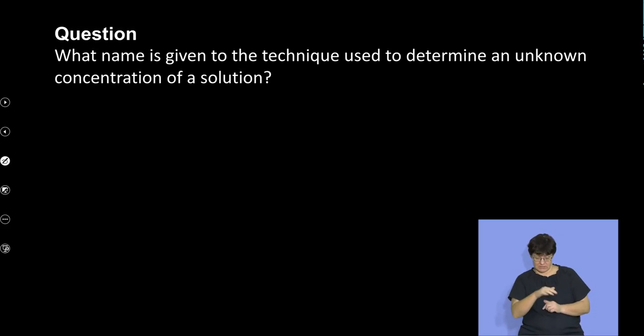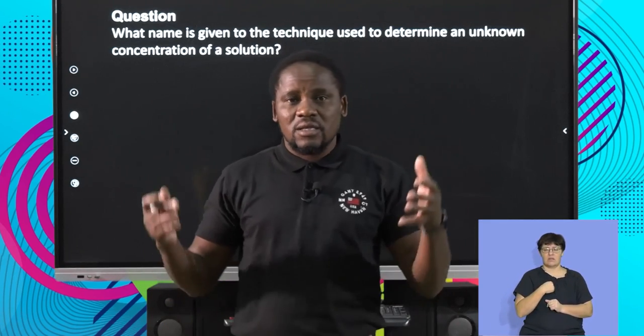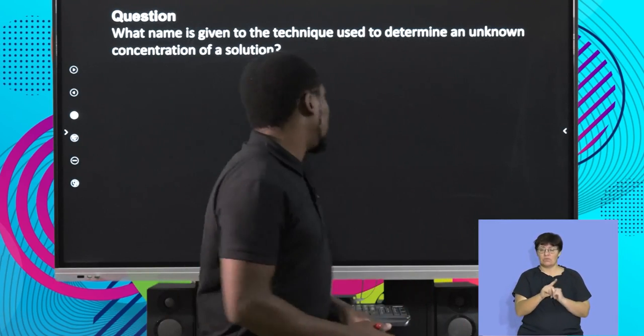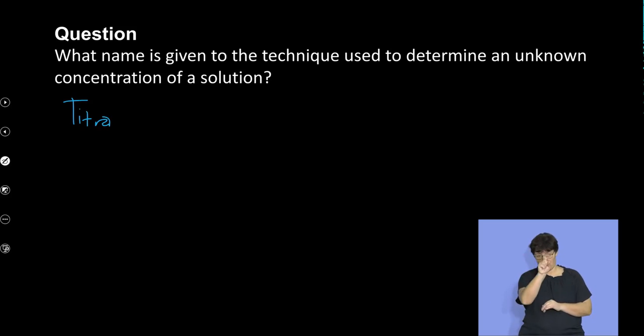What name is given to the technique used to determine an unknown concentration of a solution? Right, the calculations that we've been doing have to do with volumetric analysis, but the technique that we carry out in the lab is actually a titration, right? So this is a question based on remembering. So this is about a titration, which is a technique, right?